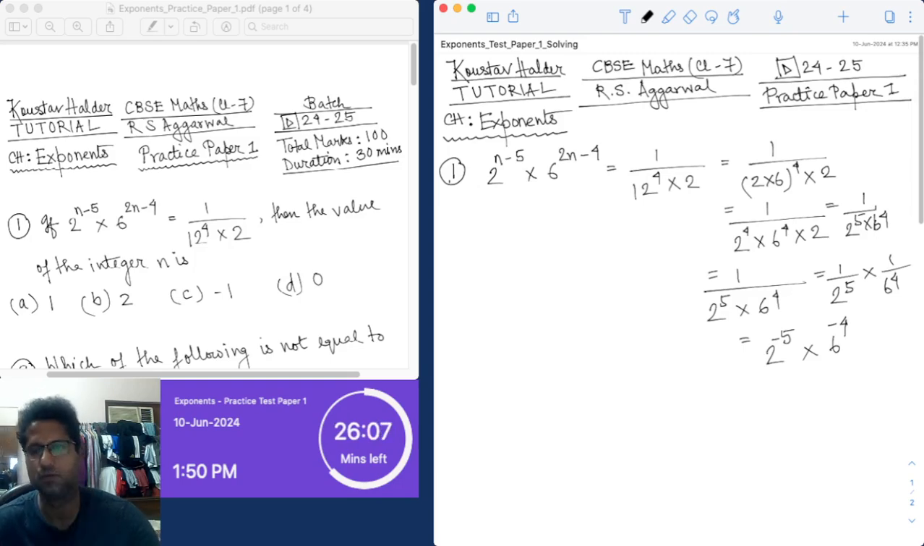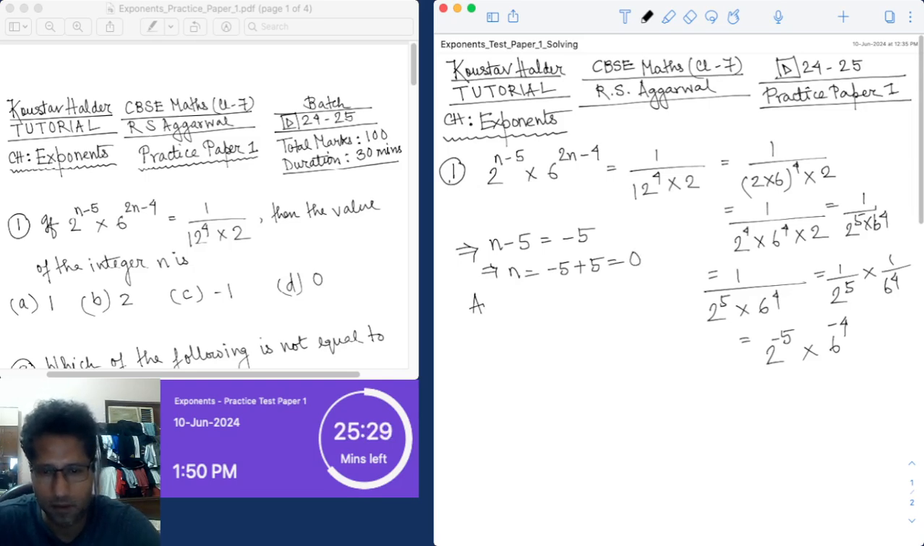I hope you will understand once you have watched all the class videos, the previous 5 or 6 videos on the discussion. If you have watched them, it should be easy for you to understand how I am solving the problem. Okay, so now I will equate the power of 2 on both sides. So this implies if we equate the power of 2 on both sides, we get n minus 5 equals minus 5. This implies n equals minus 5 plus 5. This is 0. So the answer is choice D. Okay.